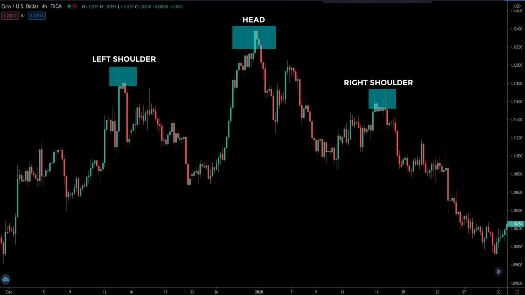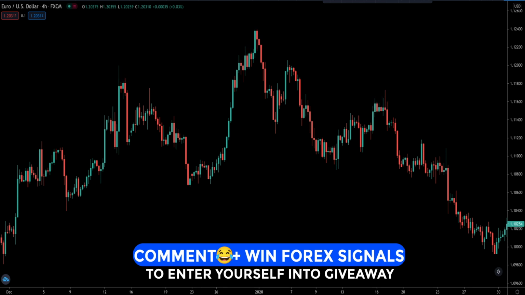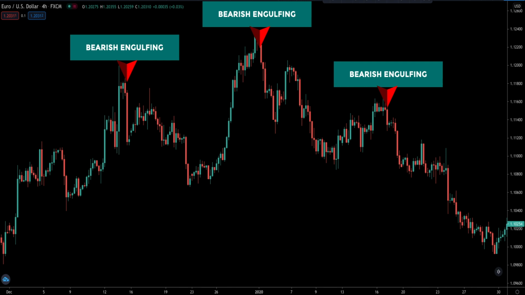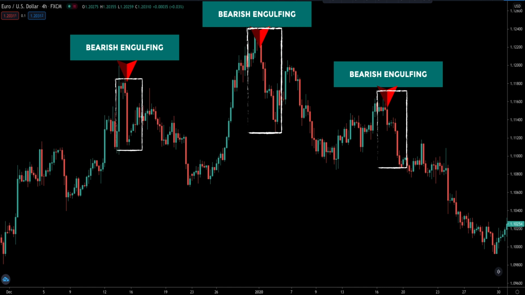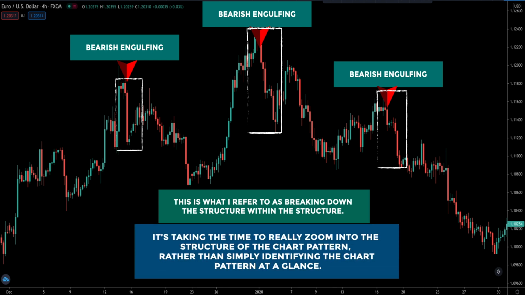Now contrast this with this high probability head and shoulders pattern right here. We see that price made a nice bearish engulfing pattern at the left shoulder, another one at the head, and another one at the right shoulder. At each of the 3 points, there was strong bearish pressure. Just look at how price started selling off from that level. This is what I refer to as breaking down the structure within the structure. It's taking the time to really zoom in into the structure of the chart pattern rather than simply identifying the chart pattern at a glance.